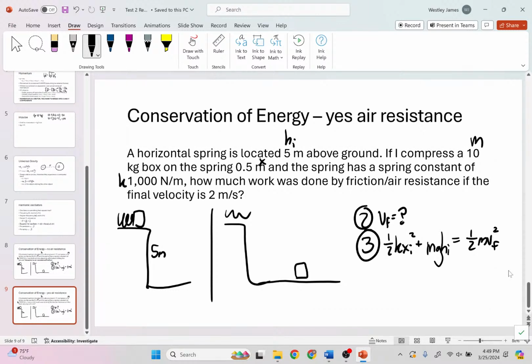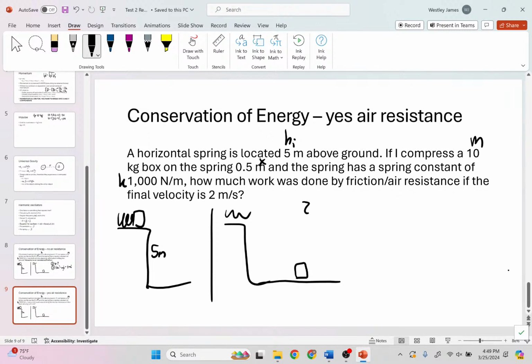All right, so this problem, our setup is different. Not crazy different. We are solving for work done by friction, so we'll put a little F there. And you have to remember, work is the energy gained or lost. Work is the energy gained or lost. So what does that look like?